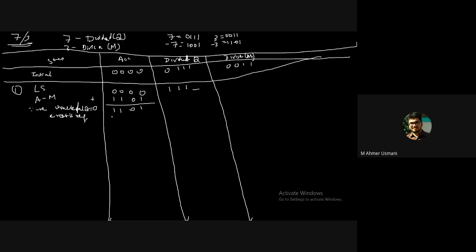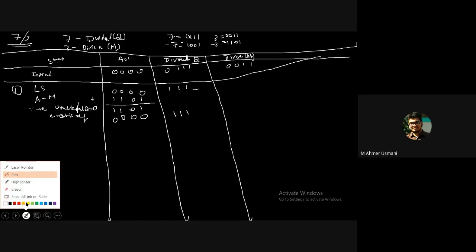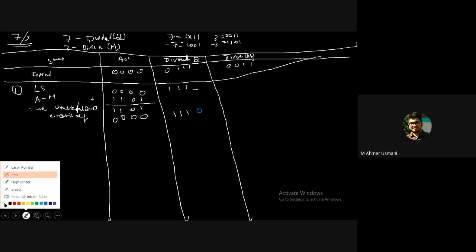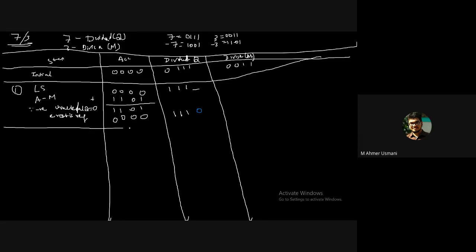So get back the original number, which is 0 0 0 0, and make this bit 0. Okay, after that, step number 2, perform the left shift again. You'll get this 0 1 1, this one will come over here. After that you will get 0 0 0.